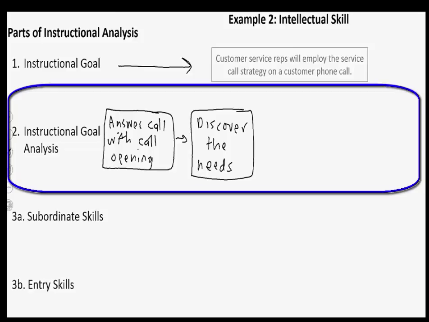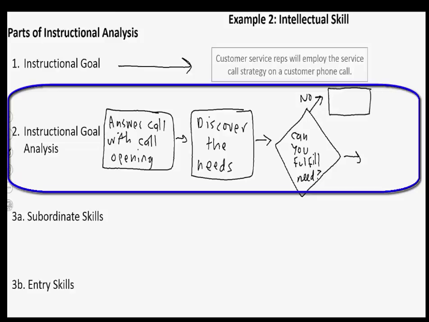After they figure out what the needs of the customer are, the next step is they have to make a decision. They need to discover whether or not they can fulfill the need of the customer. So I'm going to say, can you fulfill the need? That's our yes or no decision here. If no, then they probably need to transfer the call to somebody who can actually help the customer. But if it's a yes, then we can say answer their question. Once they answer the question, the next step is to go ahead and close the call.